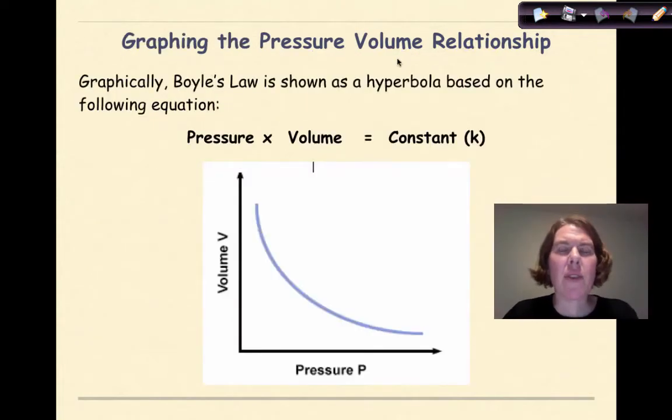Now let's talk about graphing the pressure-volume relationship. Graphically, Boyle's Law is shown as a hyperbola based on the following equation, which is pressure times volume gives you a constant. Looking at a graph, though, we can see as volume decreases, pressure will increase over time.